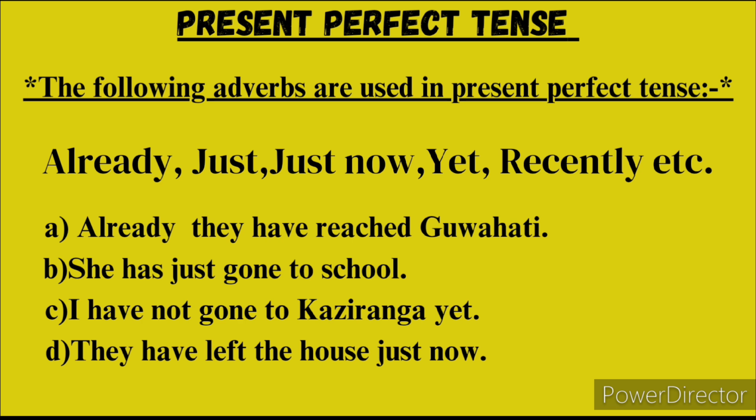The following adverbs are used in present perfect tense: already, just now, at, recently, etc. Already, they have reached Guwahati. She has just gone to school. I have not gone to Kaziranga yet. They have left the house just now. These are the examples of adverbial words.